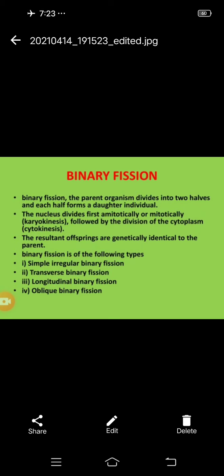In binary fission, the parent organism divides into two halves, and each half forms a daughter individual. In the first step of binary fission, the nucleus divides first, either amitotically or mitotically. Amitotically என்ன, mitosis இல்லாம ஒரு division, direct cell division. First karyokinesis takes place. Karyokinesis என்ன, nucleus divide ஆகுது, then followed by the division of cytoplasm, that is called cytokinesis.